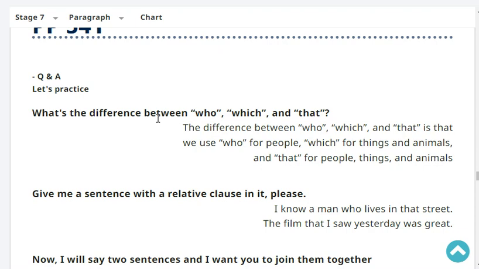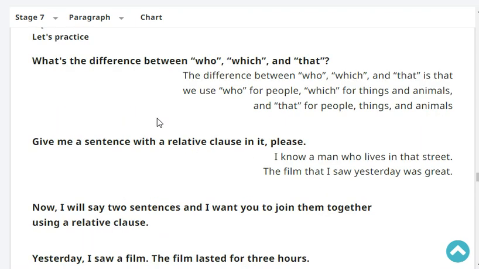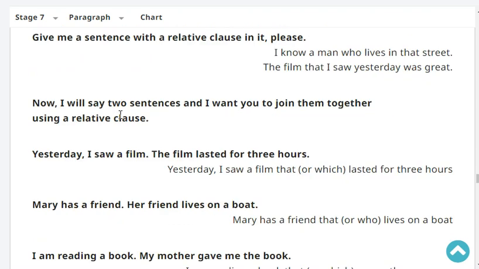Give me a sentence with a relative clause in it, please. I know a man who lives in that street. The film that I saw yesterday was great. Very good.